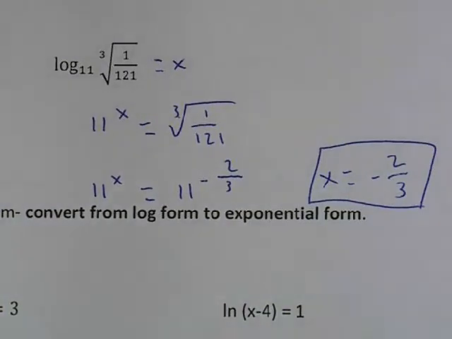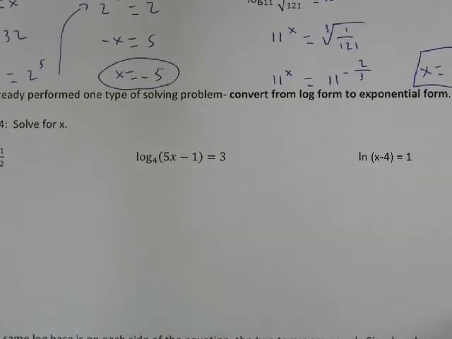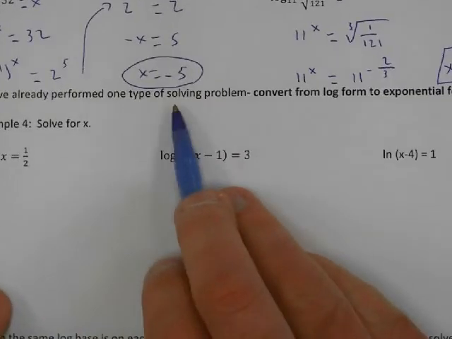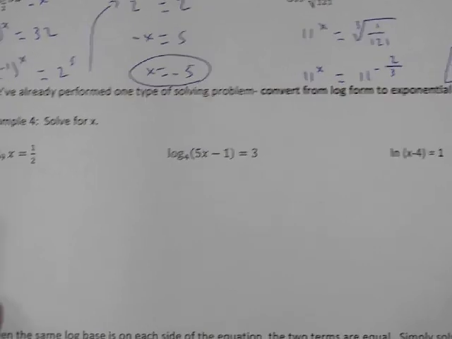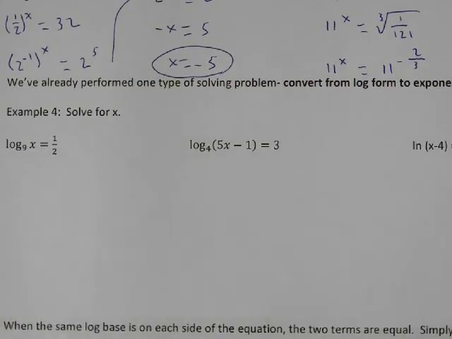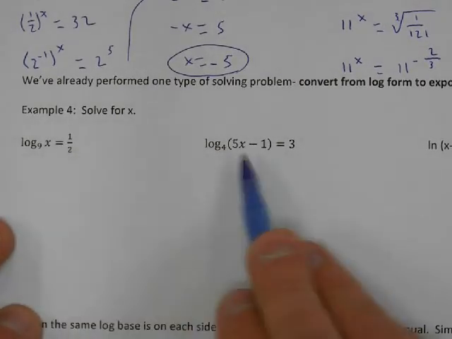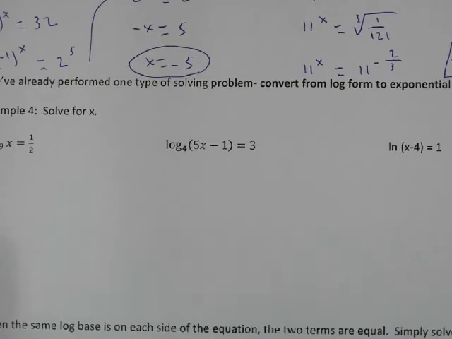All right, so finally moving on to some newer type problems. Okay, they're not going to be super new right away. Like it says here, we've already performed one type of solving problem, convert from log form to exponential form. Okay, now it says solve for x. Really, we're doing the exact same thing. The only difference is here, our x is in a different place. Now we know the exponent, I got to find this x here. So we're not always looking for the exponent. They can move that variable wherever they want it to.